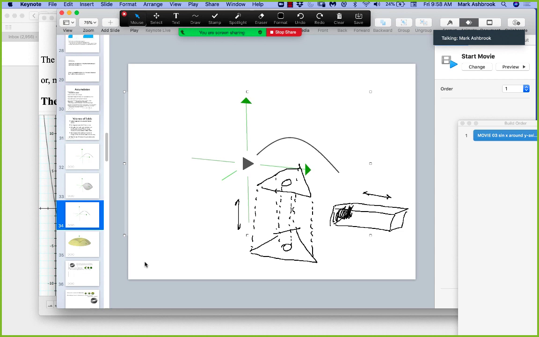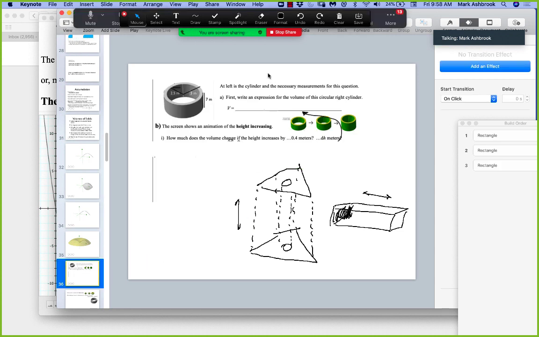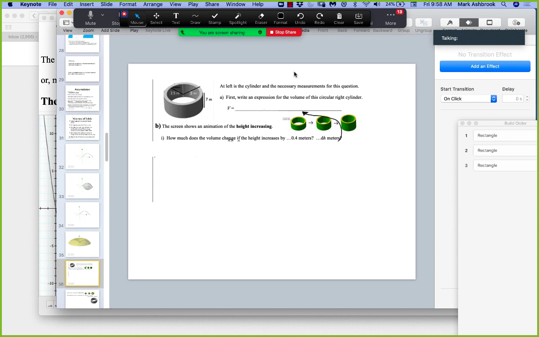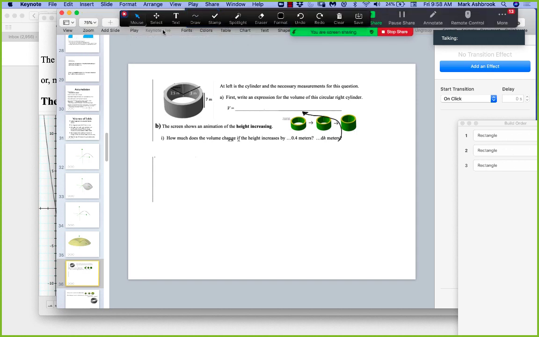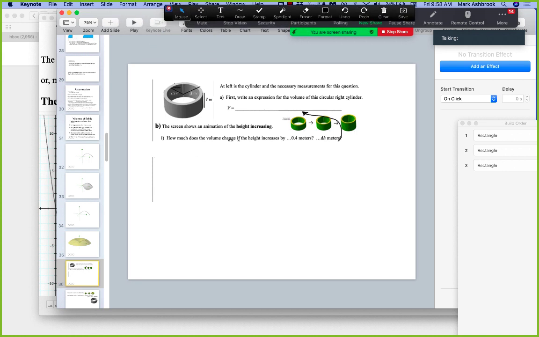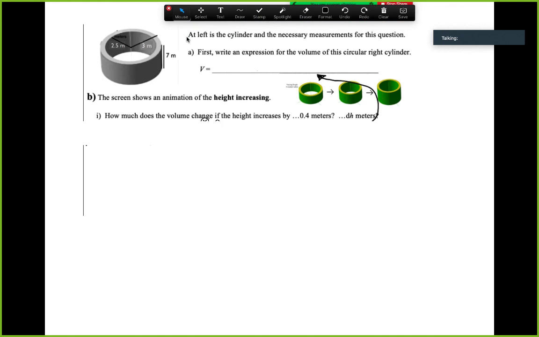Okay, so let's do that. If you flip over to page 2 of your handout, it looks something like this. So many things on the screen. Okay. So at left is a cylinder and the necessary measurements for this question. Okay, so it has what? It has an interior radius. The hole has a radius of 2.5 meters. And the outer radius is 3 meters. And the height is 7 meters. So we're just going to use these values to work out an example.